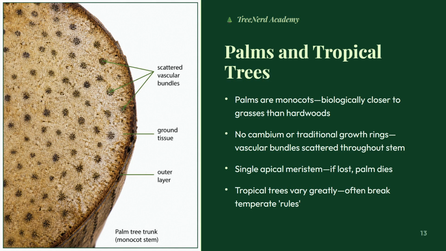Palms cannot repair wounds. Wounds to the stem are permanent. However, many palms are resistant to decay due to strong fibrous vascular bundles. Palms have only one apical meristem. If lost, the palm dies. Tropical trees vary greatly in anatomy and physiology, often breaking the rules temperate arborists follow.